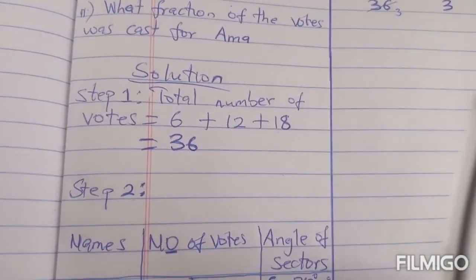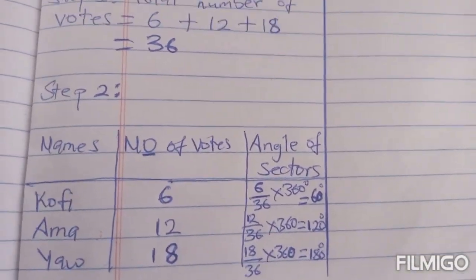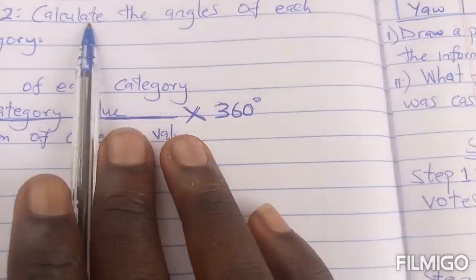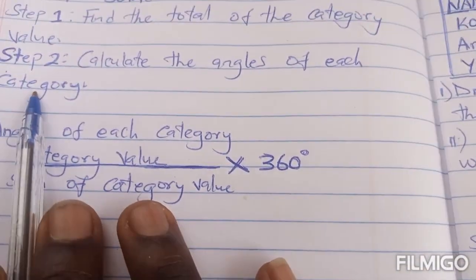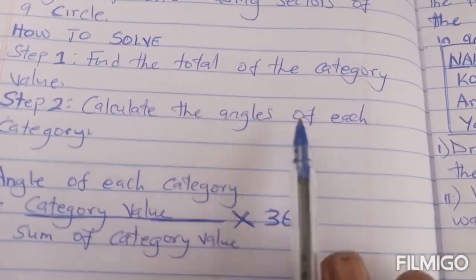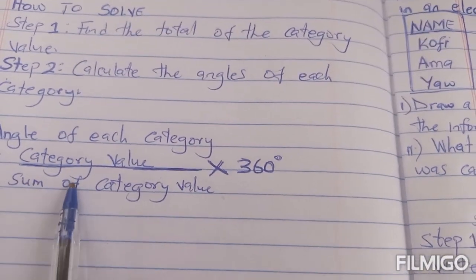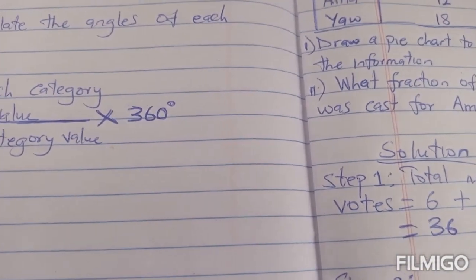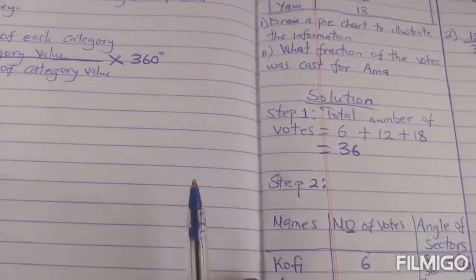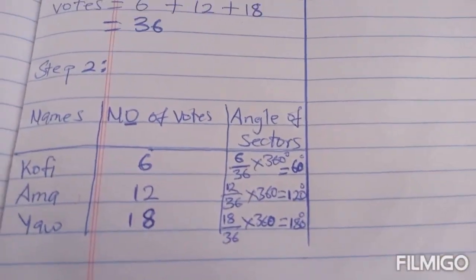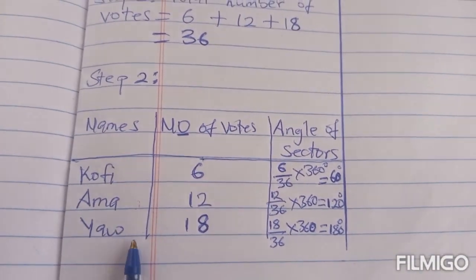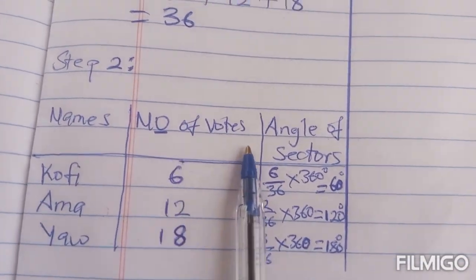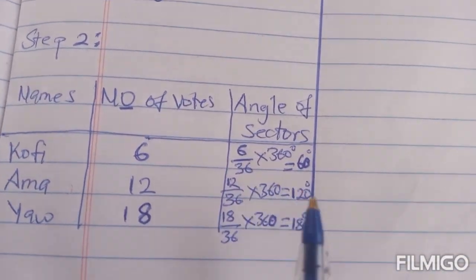After getting the first step, let's move on to the second step. The second step says calculate the angle of each category. So this is the formula: category value over sum of the category values, and we multiply by 360. So let's see how we get the second step. You draw another table with names, number of votes, and angle of sectors.